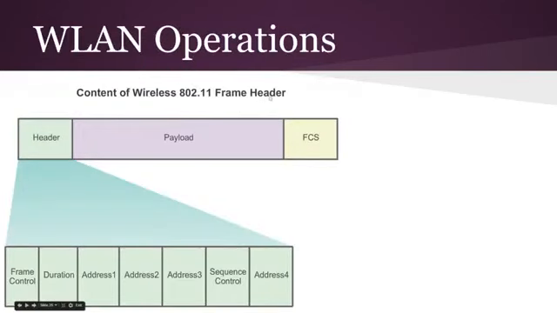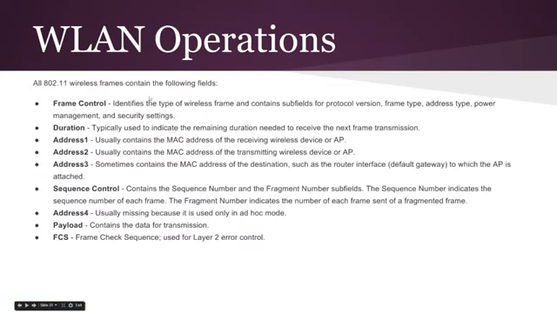Now there's the contents of the wireless 802.11 frame header. So you can see your frame control, duration, addresses, and the sequence control, and the specific definition of all the wireless frames are as follows. The frame control identifies the type of wireless frame and contains subfields for the protocol version, frame type, address type, power management, and security settings. Secondly, we have the duration, which is typically used to indicate the remaining duration needed to receive the next frame transmission. After that, we have the addresses.